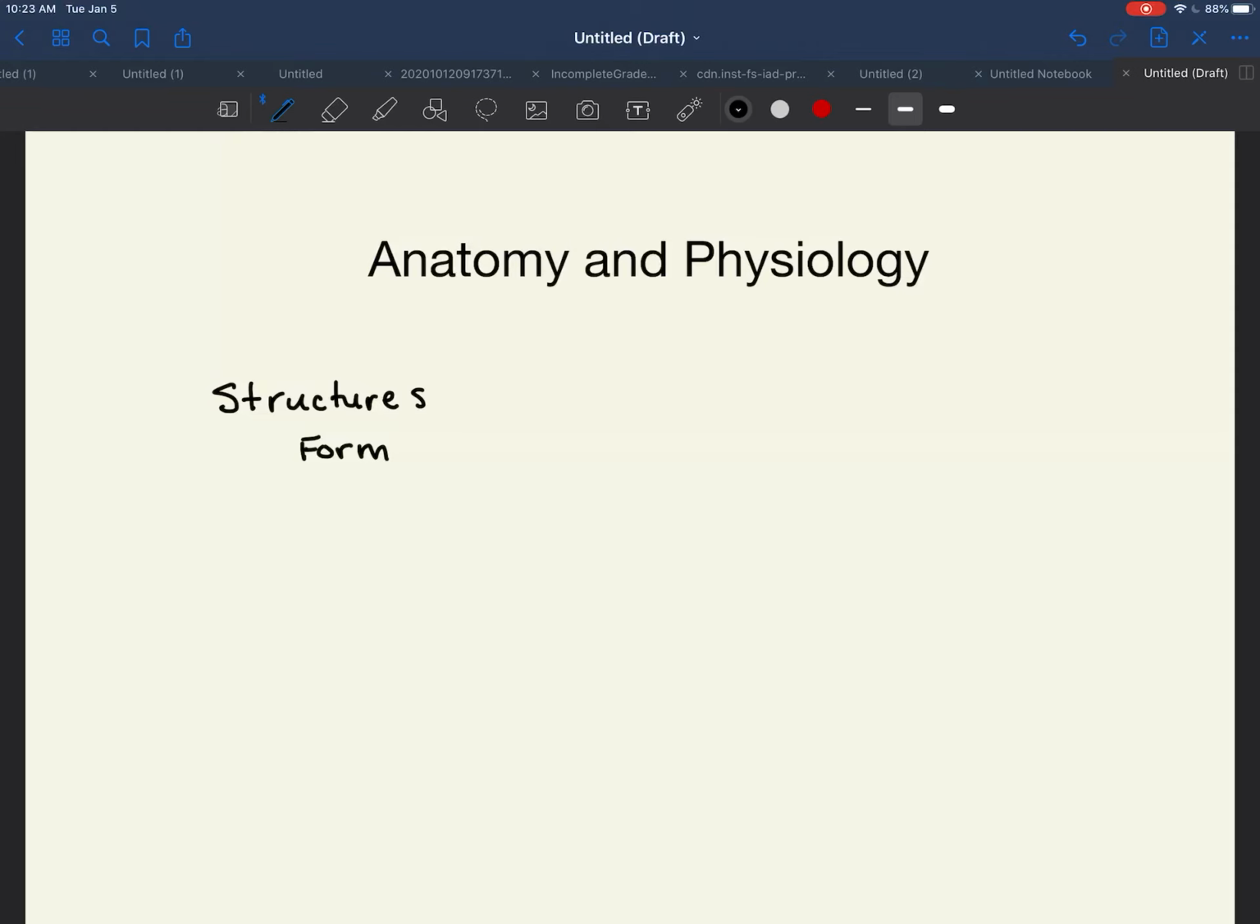So when we talk about these structures, we can talk about gross anatomy. So this is generally things that we can see. So for example, when we study gross anatomy, we might study a bone like the humerus, or we might study the heart. We might look at blood vessels. So those would be examples of gross anatomy.